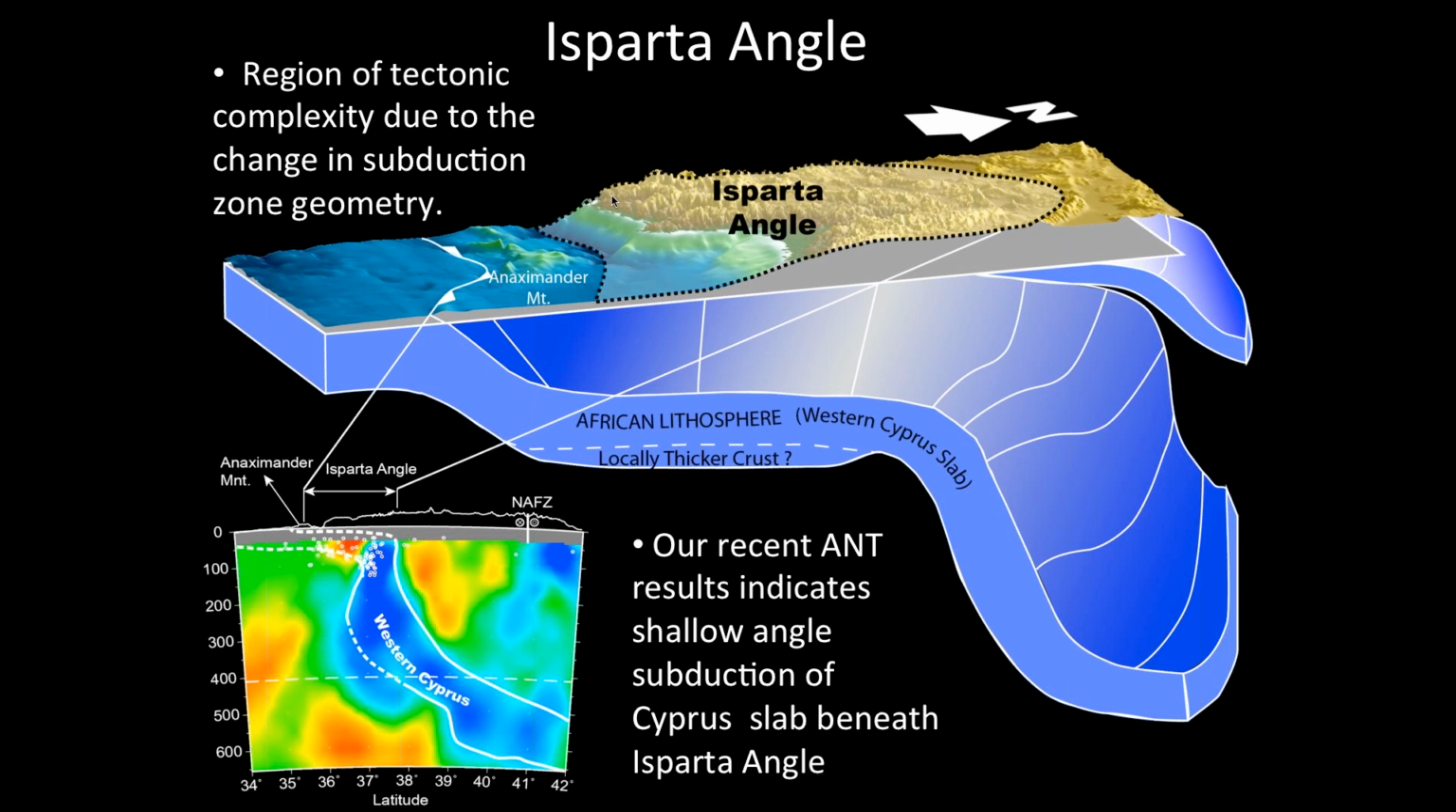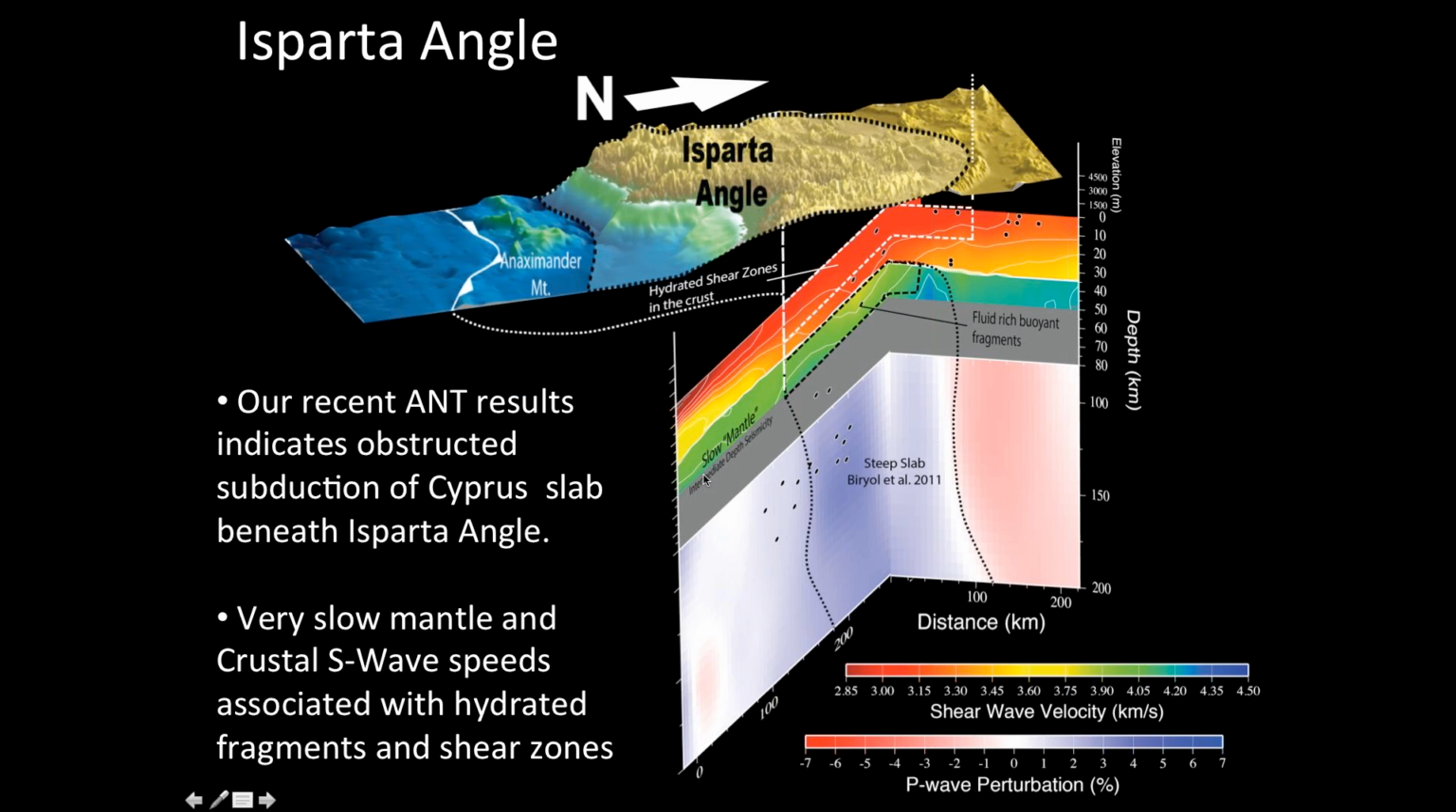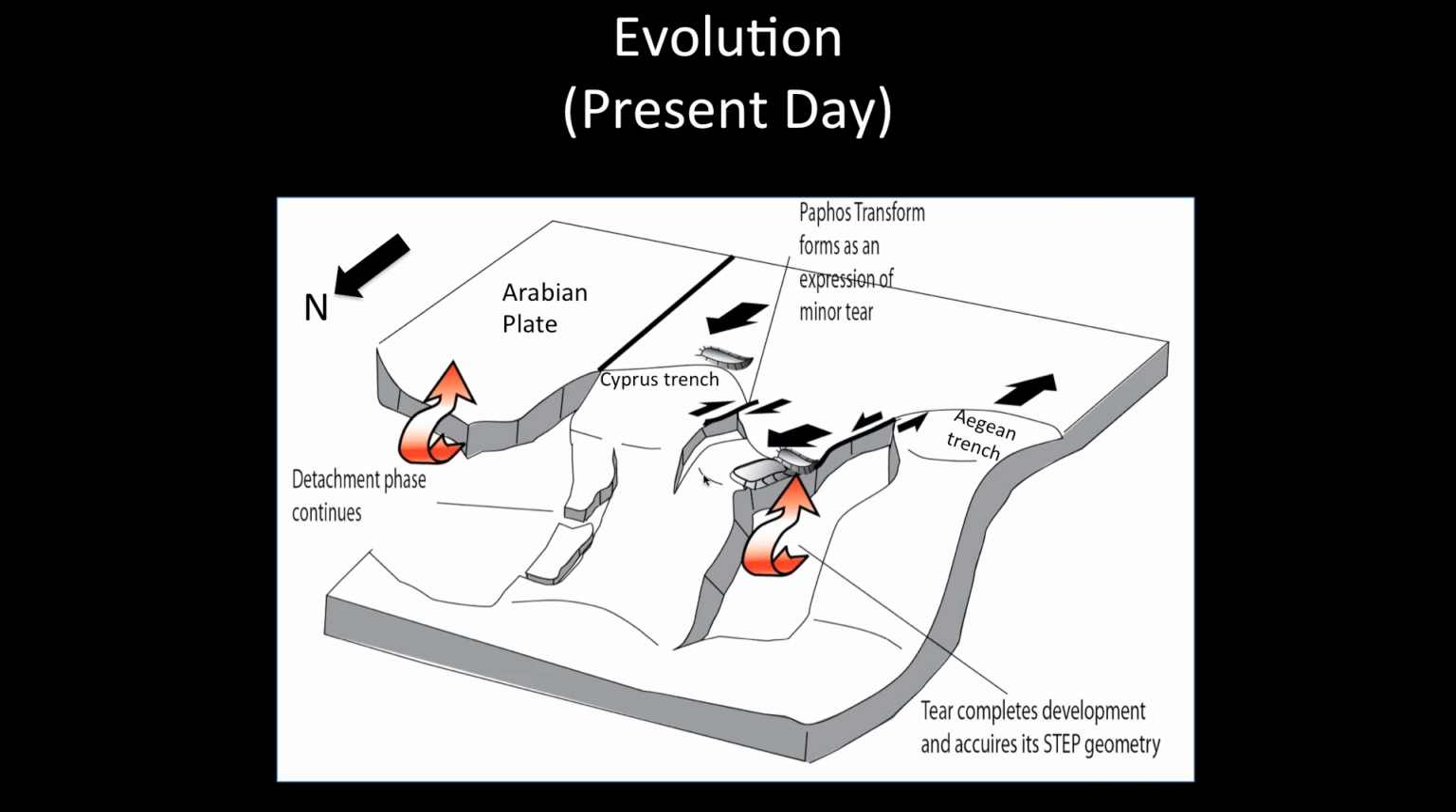This zone does not have much heat flow. It is less than 70 milliwatts per meter square. And there is some intermediate depth seismicity taking place underneath this zone. So we believe hydrated subducted fragments that are at a relatively shallower angle in this region might be responsible for the slow velocities that we are getting.